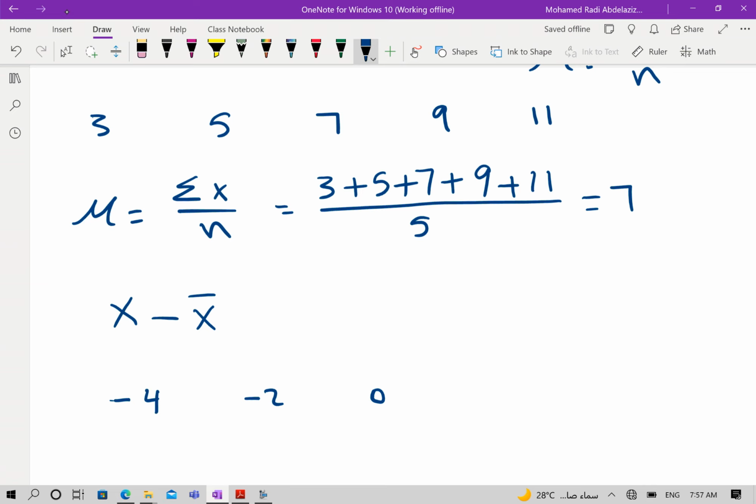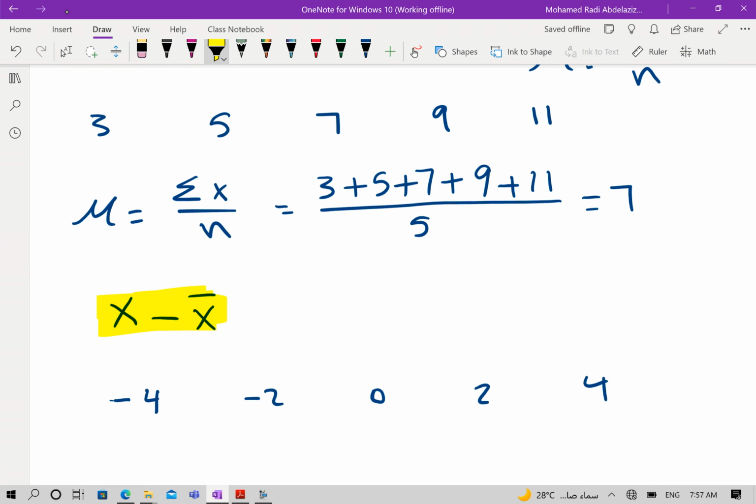9 minus 7 is 2. 9 is spread from the mean by 2. But what is the difference between negative 2 and positive 2? If it is negative, it will be less. If 9 is spread from the mean by a positive value, it means more. 11 minus 7 is 4. Exactly. So x minus x bar is how much each value is spread from the mean.